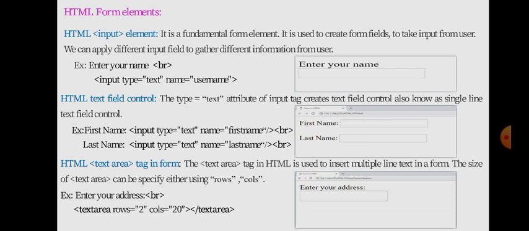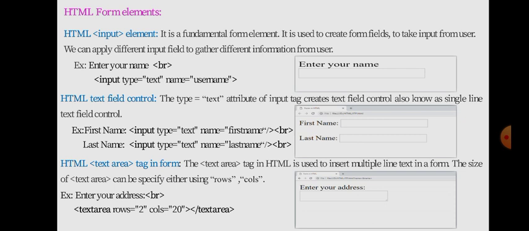Next one, HTML text area tag. The text area tag in HTML is used to insert multiple line text in a form. Using the text field control, we can take single line text fields, or using the text area control, we can insert multiple lines of text in the forms. And the size of the text area can be specified using the rows and cols attributes.